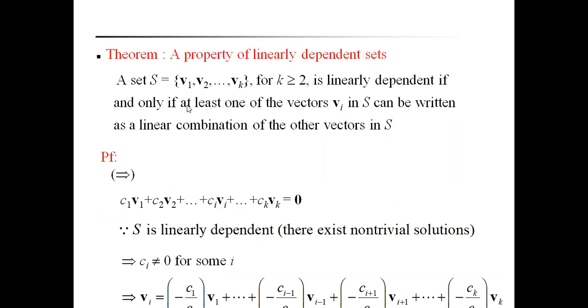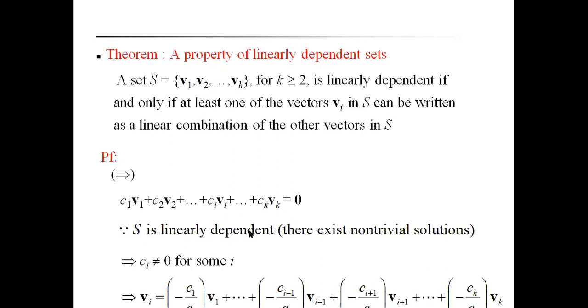First write the linear combination of the given vectors. What vectors are given in the set? S, V1, V2, and so on, Vk. Take the k scalars C1, C2, and so on, Ck. A general vector can be taken as Vi, and the general scalar as Ci. Write the linear combination of these vectors: C1 V1 plus C2 V2 plus so on, Ci Vi, plus so on, Ck Vk equal to 0.